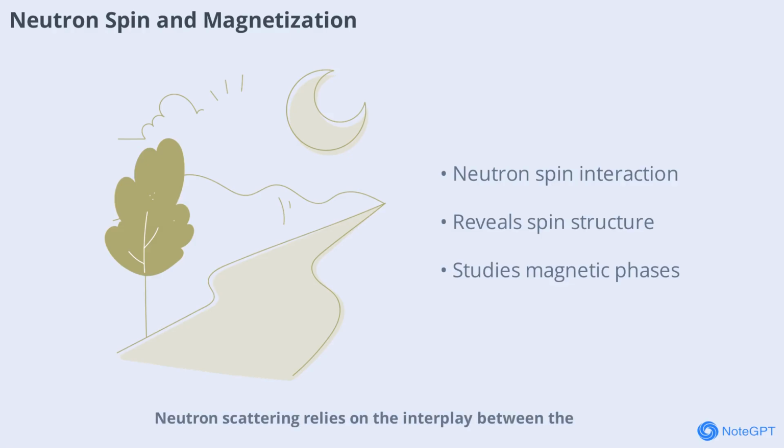Neutron scattering relies on the interplay between the neutron spin and the magnetization of the material. The neutron spin interacts with the electron spins, revealing the arrangement and strength of magnetic order. By measuring the scattering patterns, scientists can reconstruct the spin structure and understand how different phases emerge. This technique is invaluable for studying both simple and complex magnetic states.